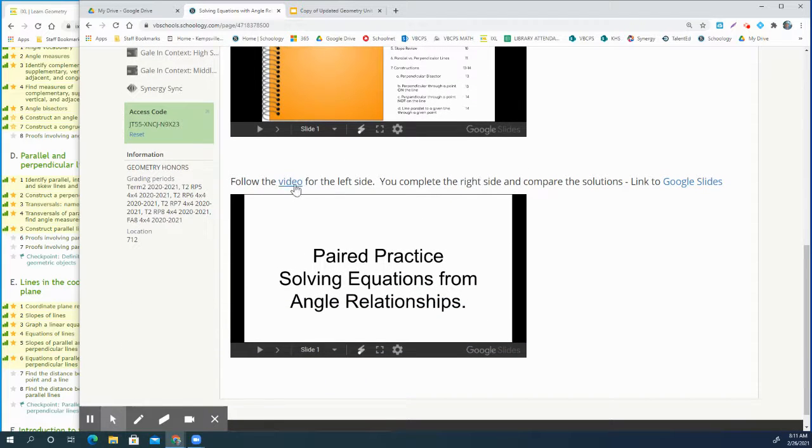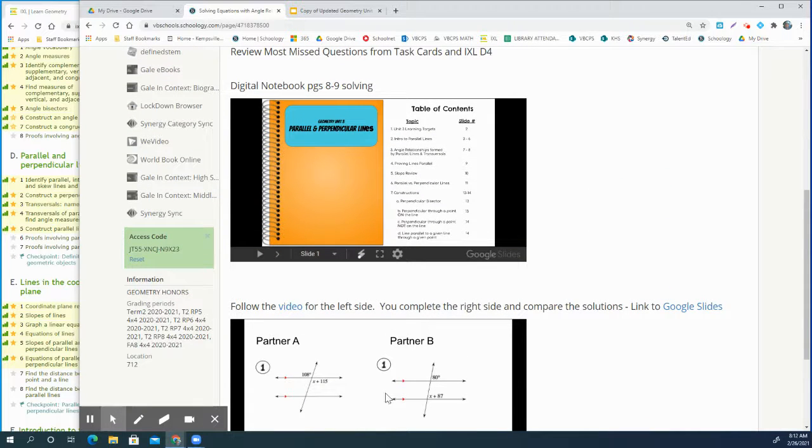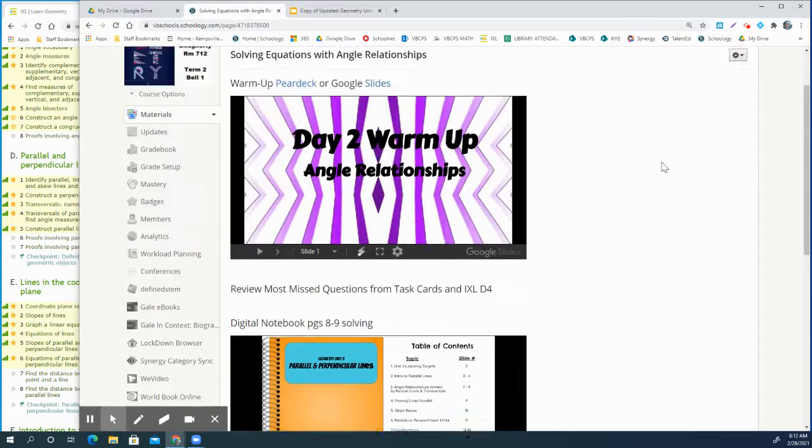And then what I've done is I've made a video. You're going to do this paired practice on your own paper. You can get a copy of the Google Slides if you want it here. You're going to click on my video, and you can watch me work out the left side of each of these problems. You're going to work out the right side, and we should come up with the exact same answer. So if I get x equals -7 for this problem, you should work out this problem and also get x equals -7. So we're going to do these 2 digital notebook pages, and then I'm going to give you time to do this. So let's go back to that digital notebook.